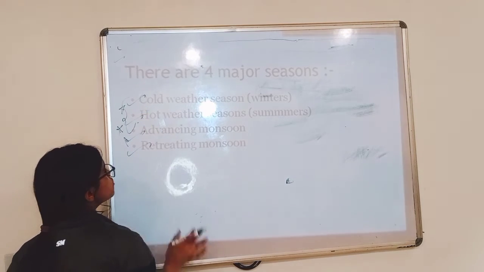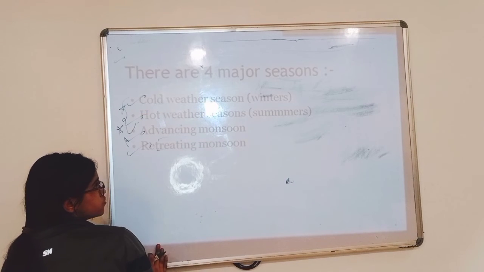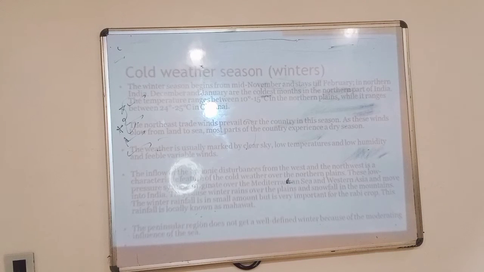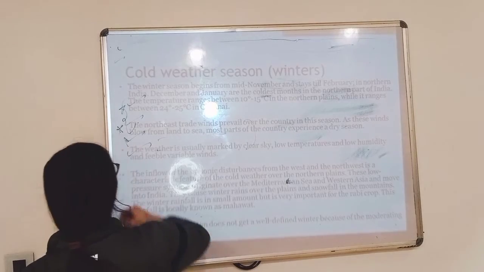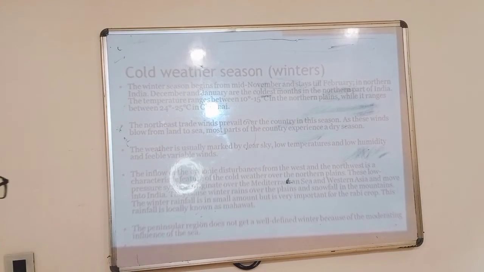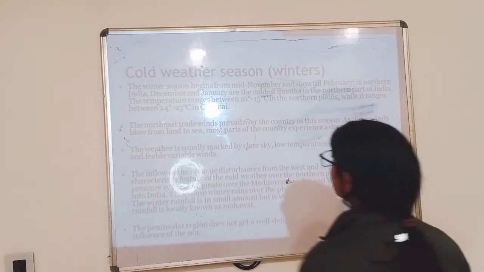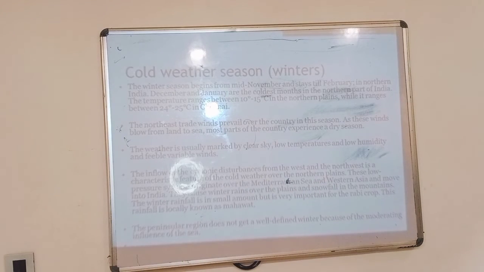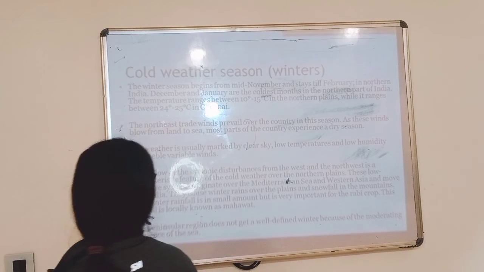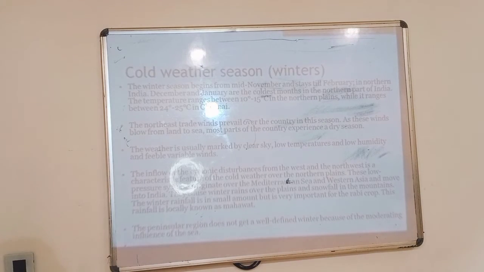आपको ये दोनों seasons तो पता थे. Advancing और retreating monsoon पता था? Let's read about them. We'll get to know. Cold weather season, winters. Usually, the winter season begins from mid-November and stays till February. In northern India, December and January are the coldest months. Temperature ranges between 10 degrees to 15 degrees in the northern plains, while it ranges between the seasons in Chennai.